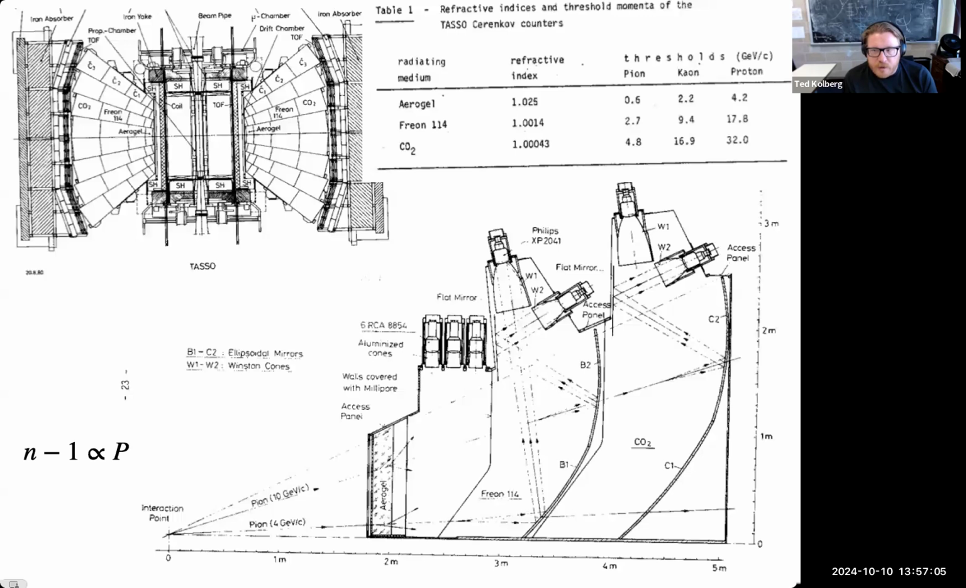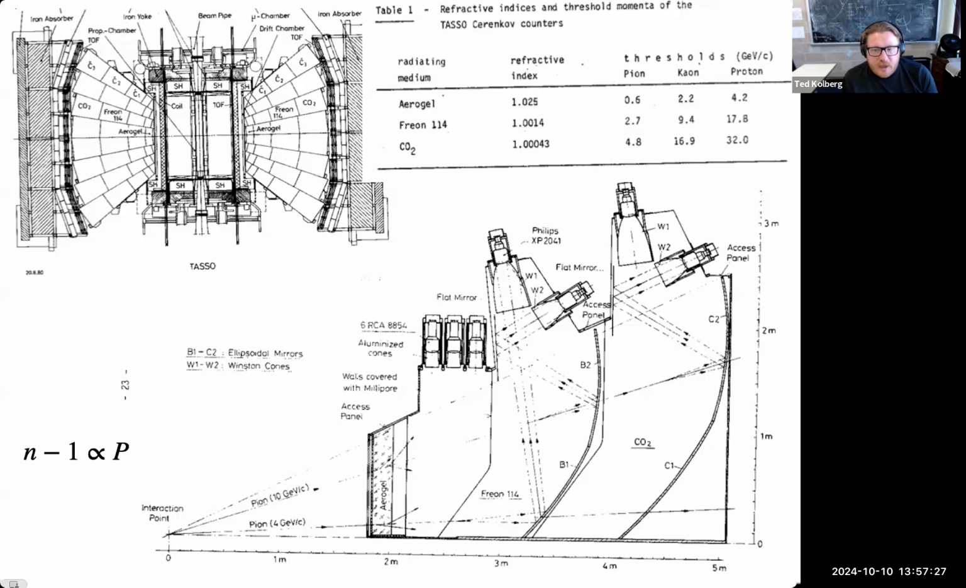Here, most of the time, we're concerned with distinguishing pions, kaons, and protons. And in the momentum scale from 1 to 5 GeV, as you can see from the table here, that separation is efficiently achieved for an index of refraction of maybe 1.01 to 1.03.